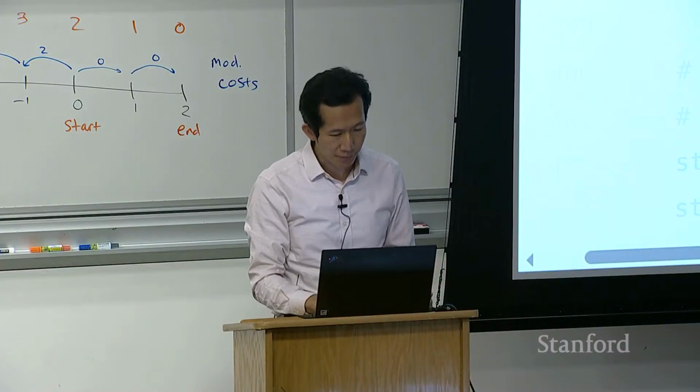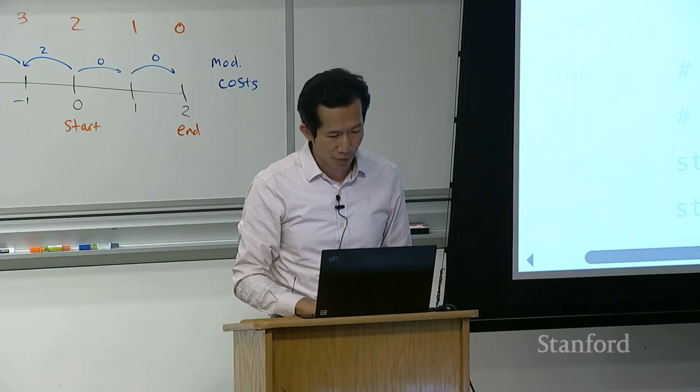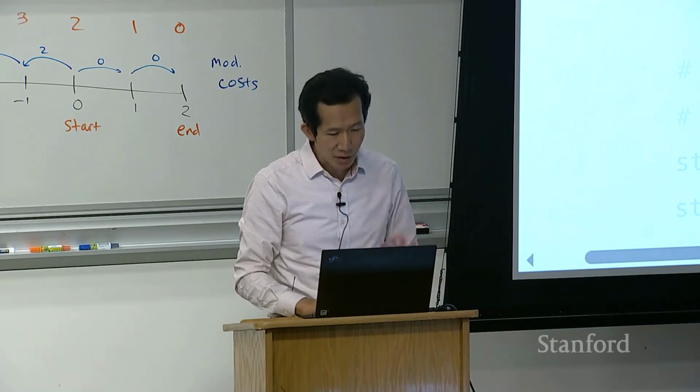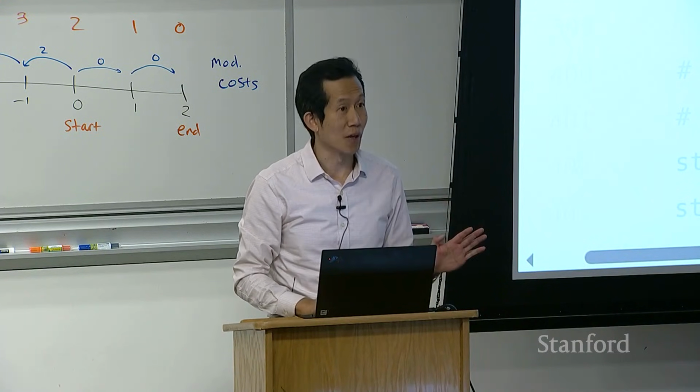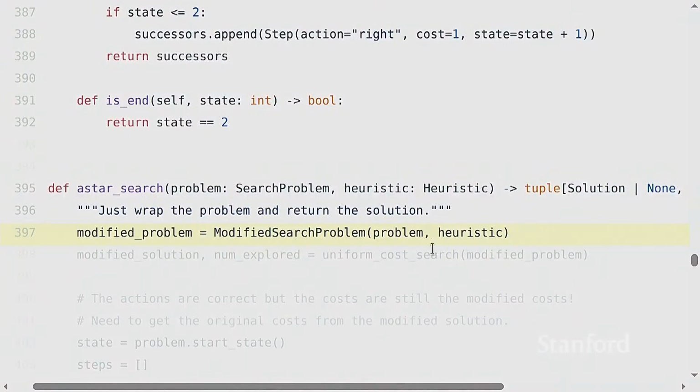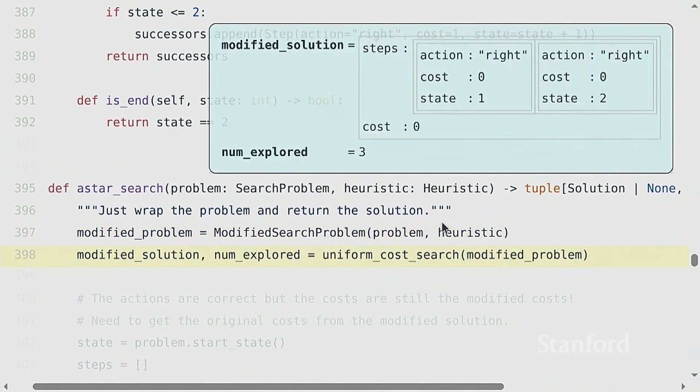What does A star do? It creates a modified search problem. It takes the search problem and a heuristic and makes this modified search problem, which is really nice. This is a general function. It's not just for this line search. Take any search problem, any heuristic, and you have at your hand a modified search problem. And then I'm just going to call uniform cost search on this modified search problem. So in some sense, it's like a 2-line implementation here.